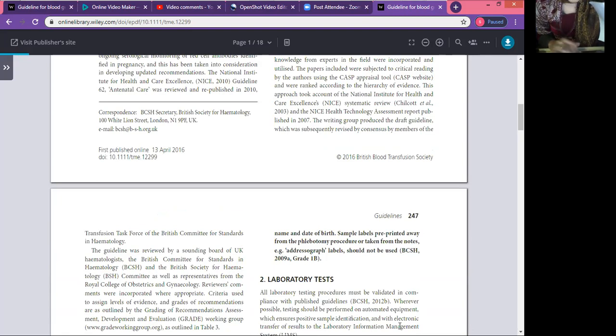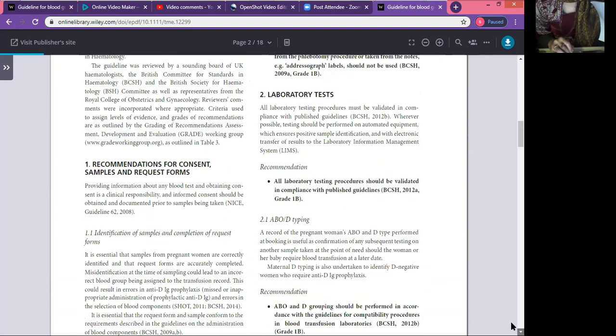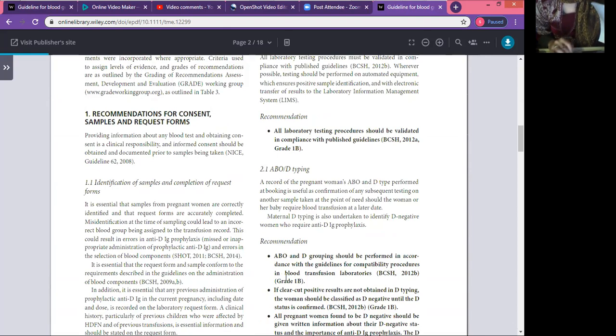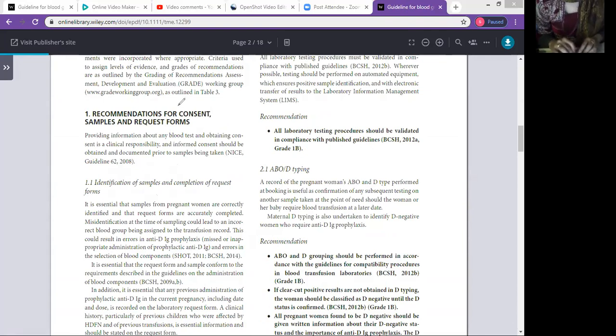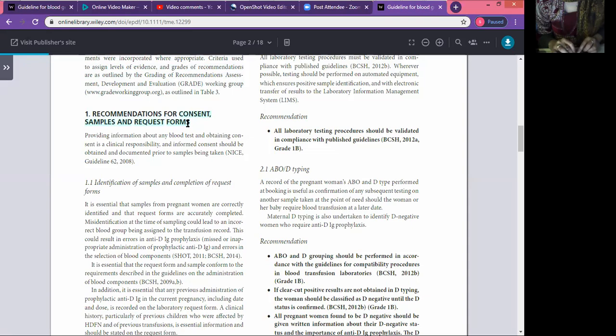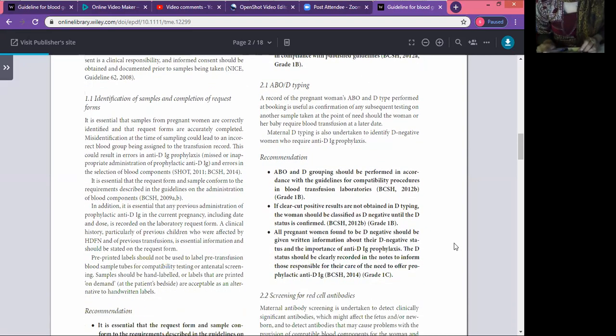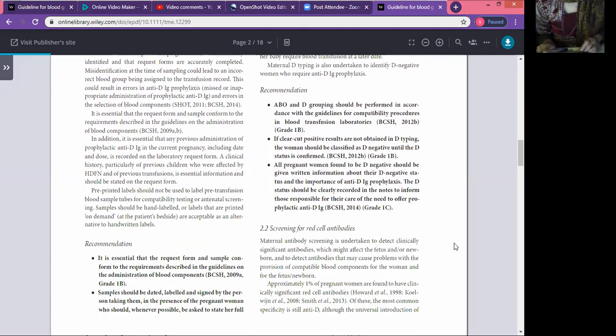So we jump right into what the recommendations are regarding consent, sample taking and the request form. These are important recommendations. What they have recommended regarding the consent is that the patient's consent is to be taken into account, and the sample should be taken with informed consent.